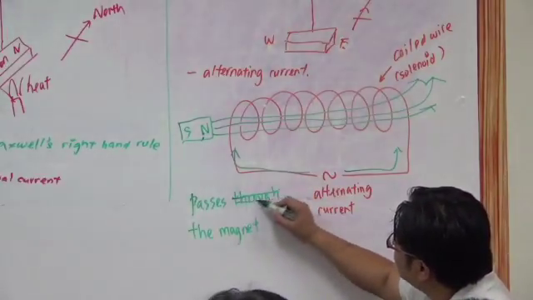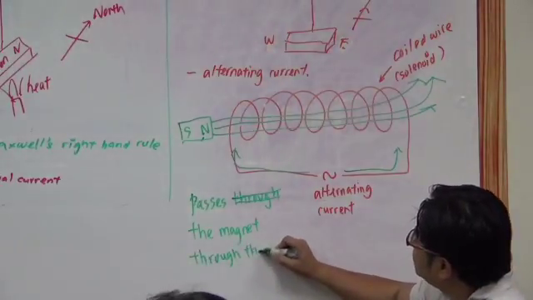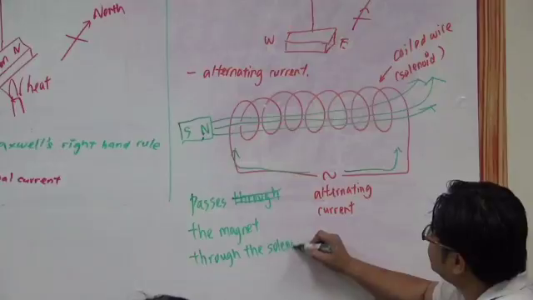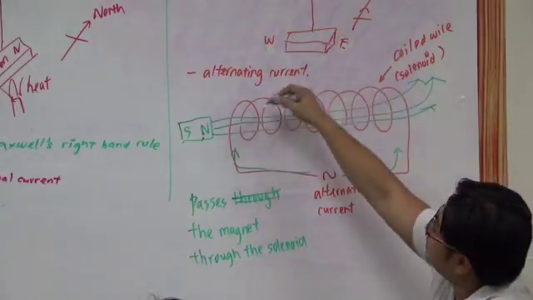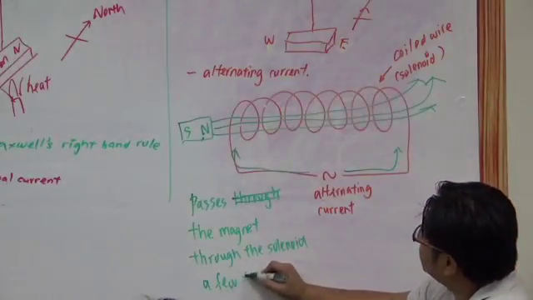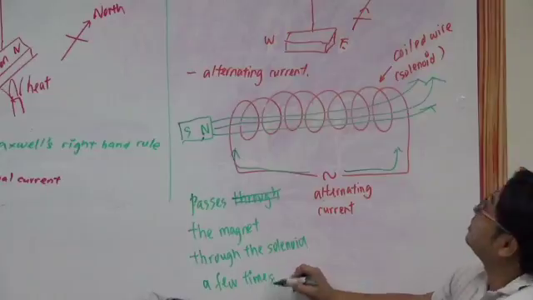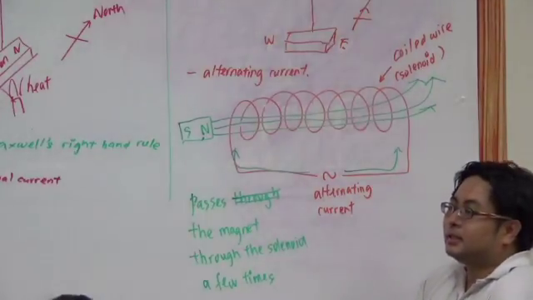Maybe pass the magnet through the solenoid. What's the solenoid? Oh, there's the wire, this coil, this thing. Yeah, that's the solenoid. That's how you demagnetize the magnet.